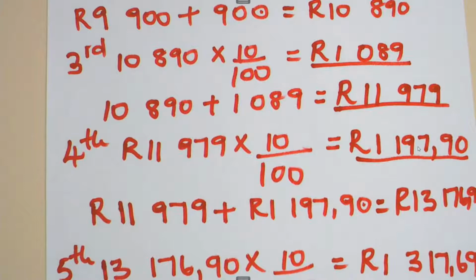And we move to the 5th year. During the 5th year, we took the money accumulated on the 4th year, which is 13,176 rand and 90. We multiply it by 10%, and we have an interest of 1,317 rand and 69 cents. At the end, we add 13,176 rand and 90 cents. We add it with the interest accumulated on the 5th year, which is 1,317 rand and 69 cents.